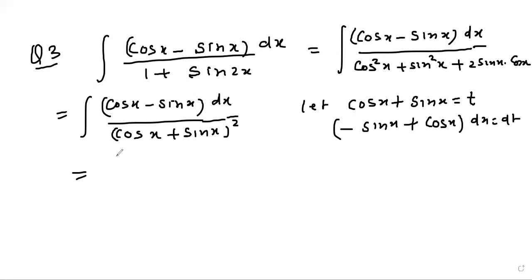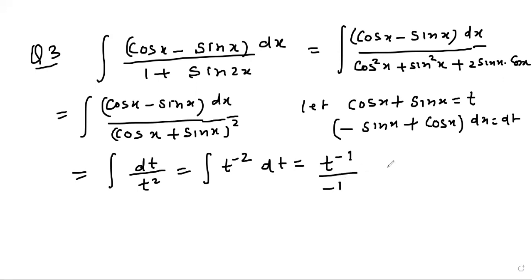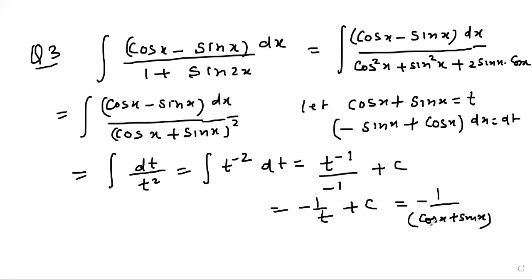So our question becomes integration dt divided by t square or t power minus 2 dt, which is equal to t power minus 1 divided by minus 1 plus c, or minus 1 upon t plus c, which is equal to minus 1 upon, here t is cos x plus sin x, cos x plus sin x plus c. Let's go to question number 4.